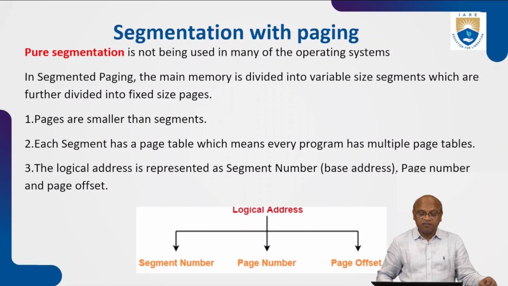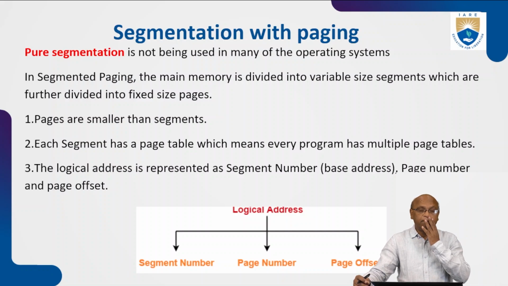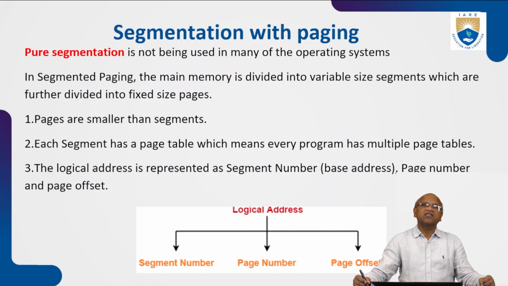This is another thing, segmentation with paging. This is another technique. Nowadays we are using segmented paging. Pure segmentation is not being used in many of these operating systems. So in segmented paging, the main memory is divided into variable size segments, which are further divided into fixed size pages. Pages are smaller than segments. Each segment has a page table, which means every program has multiple pages. The logical address is represented as segment number, the base address, a page number, and offset address. If you look at this, segmentation with paging.